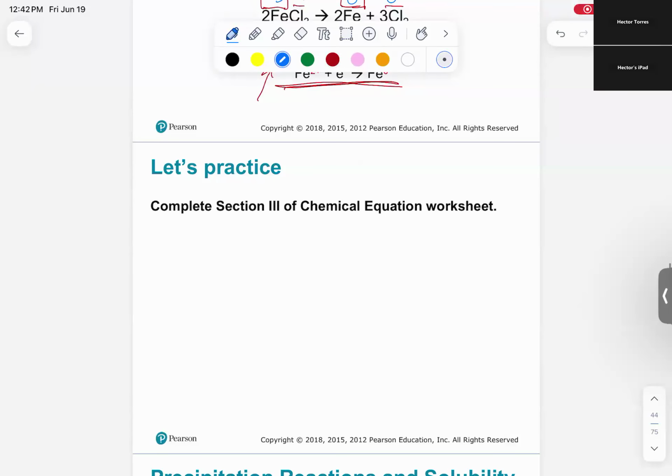Now give the worksheet a shot. On this one, it's a lot more trying problems and working it out, being able to assign those values, and then looking at OIL RIG. So give the worksheet a shot and let me know if you have any questions, okay?